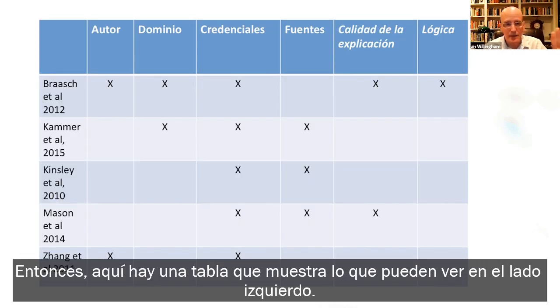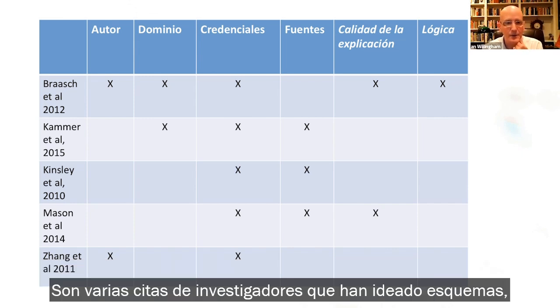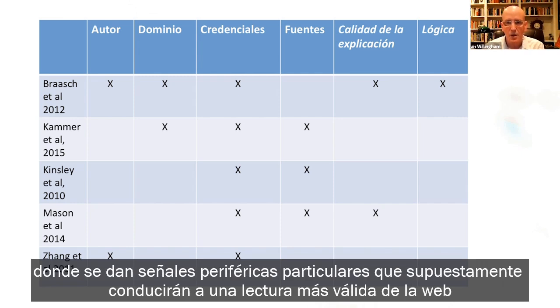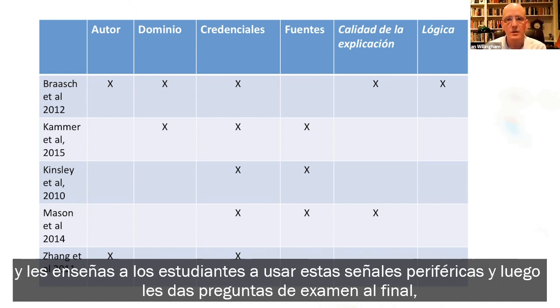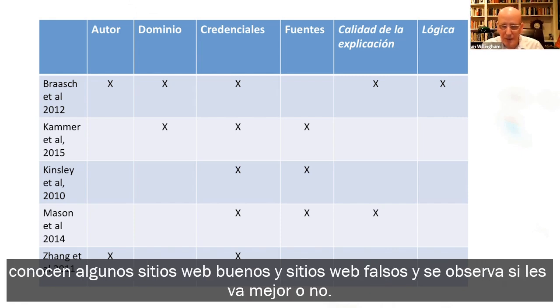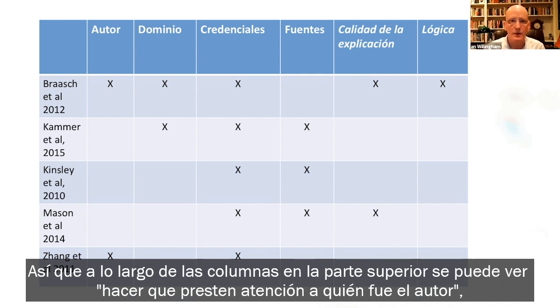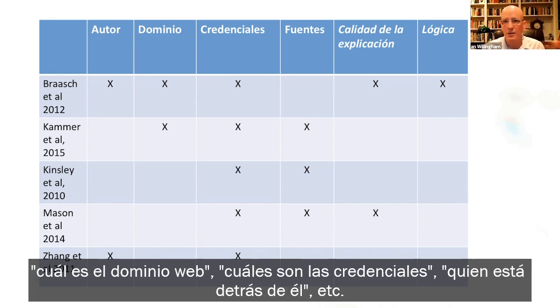So here's a table showing, on the left-hand side, various citations of researchers who have come up with schemes where you give particular peripheral cues that you think are going to lead to a more valid reading of the web, and you teach students to use these peripheral cues. Then you give them test questions at the end, some good websites, some fake websites, and see whether or not they do better. Along the columns at the top, you can see, get them to pay attention to who authored it, who hosted it, what the credentials are of whoever's behind it, and so forth.